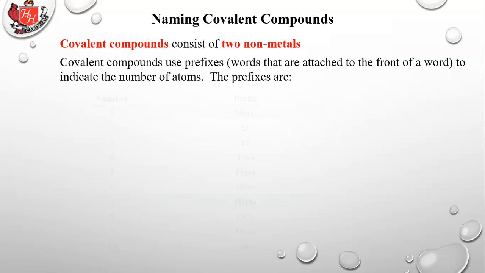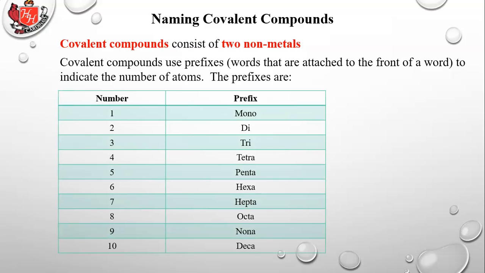The prefixes are: 1 is mono, 2 is di. Sometimes you'll hear 2 being bi, such as the word bicycle, meaning 2, but in chemistry it's di. 3 is tri, 4 is tetra, 5 is penta, 6 is hexa, 7 hepta, 8 octa, 9 nona, and 10 deca.